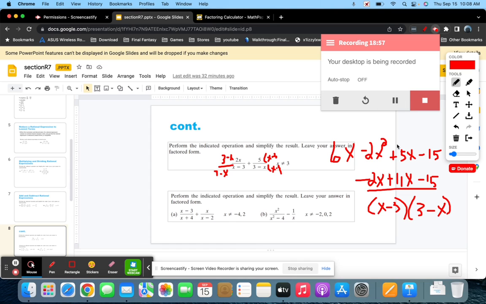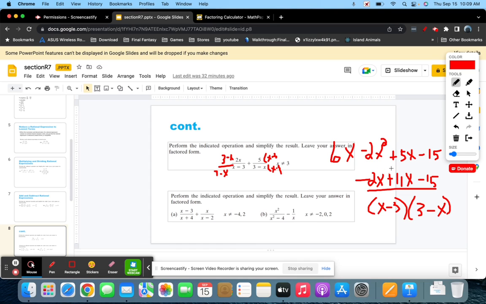Oops, I forgot my squared right here. All right. And so the numerator can factor into negative 2x plus 5, it's hard to type, times x minus 3 over this x minus 3 times 3 minus x.